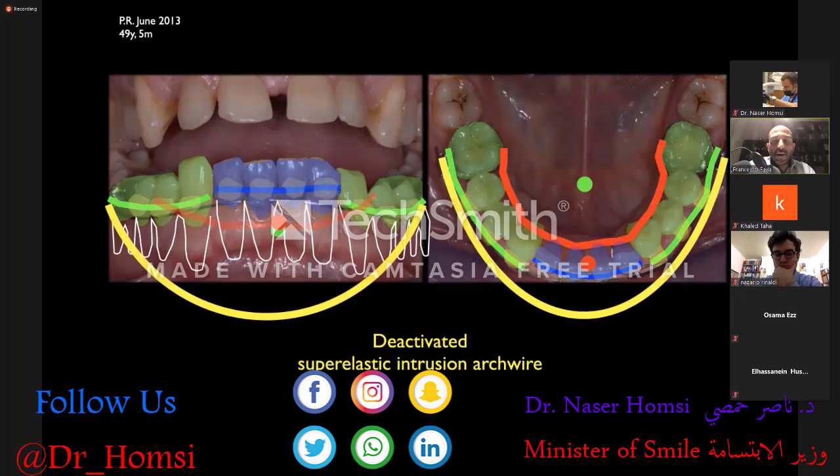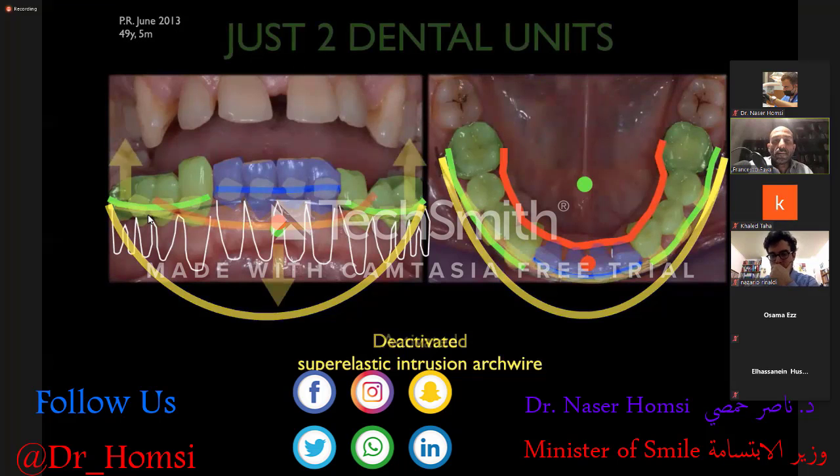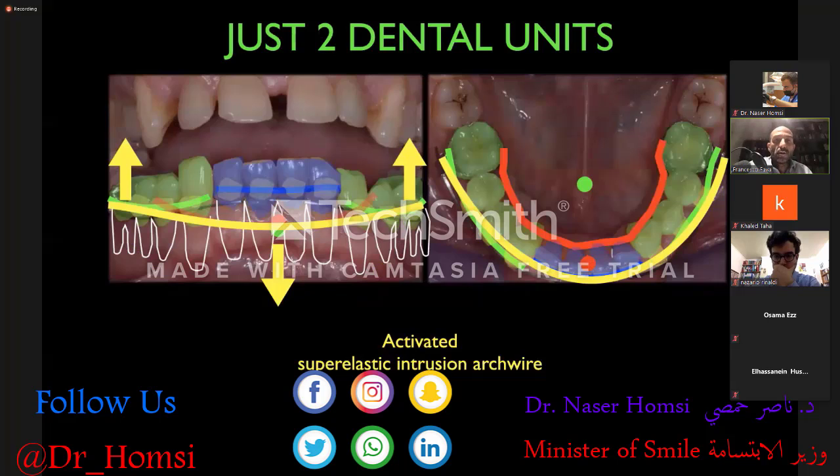And here we can observe, drawn in yellow, a deactivated superelastic intrusion arch wire and the overall force system with just two dental units. This segmental appliance can seem quite strange, but if considered regarding the elasticity and the rigidity of the appliance, it is somehow quite easy, because just two dental units are inserted in the appliance.